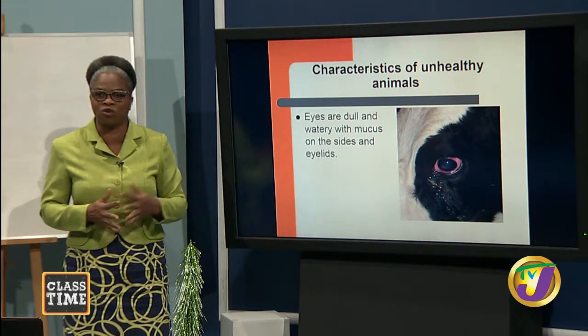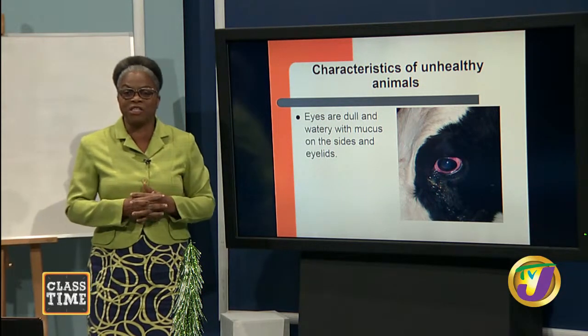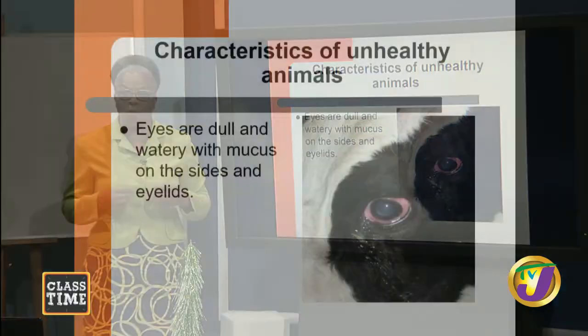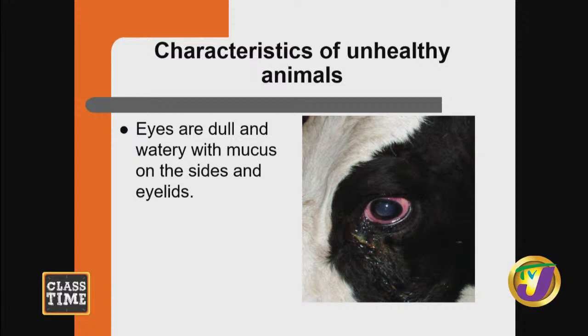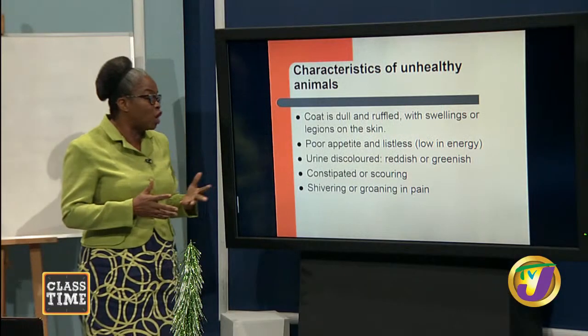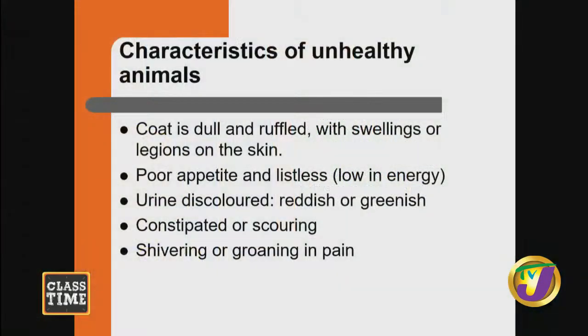Let us now move on to look at characteristics of unhealthy animals. If the animal is not healthy, students, you're going to see the eyes looking watery with mucus coming from the sides and eyelids. It is an indication that the animal is not well. The coat is going to be dull and ruffled with swellings or lesions on the skin. The animal will have a poor appetite and then becomes listless. That means low in energy. And the urine is going to be discolored. It could be reddish or greenish in color. The animal too will be constipated, having difficulty passing feces, or they'll be scouring. That means they'll have a loose stool or diarrhea. The animal too, if unhealthy, will be shivering or groaning in pain.